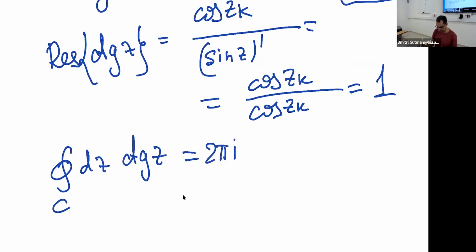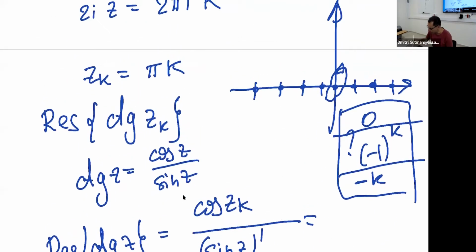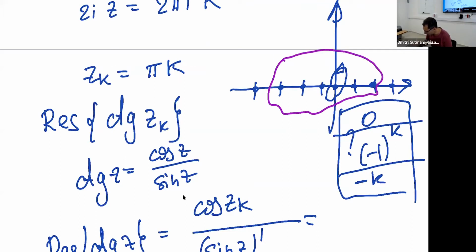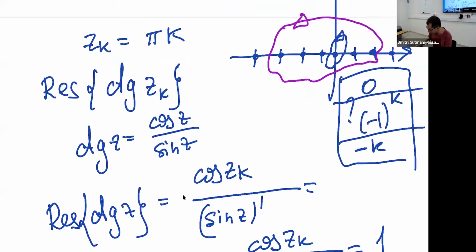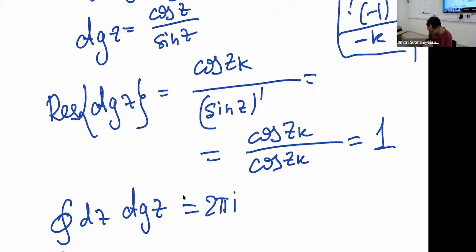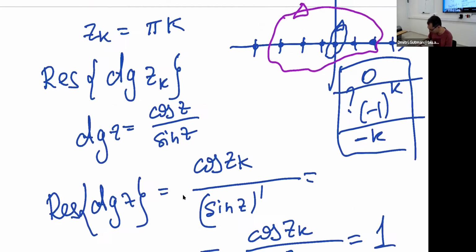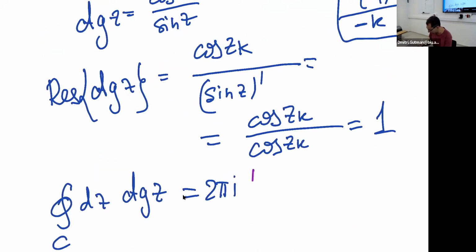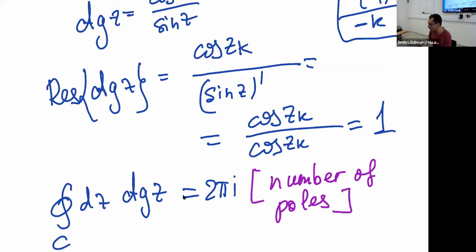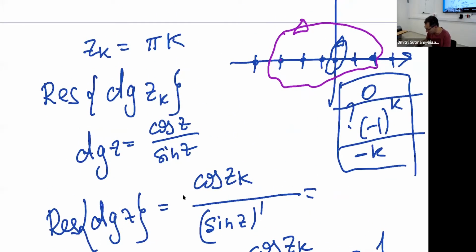Exactly. And if I choose a contour of integration that encompasses some other poles, what would be the value of the integral? Okay. It will be 2 pi i times the number of poles it encompasses. The number of these points inside this contour of integration.